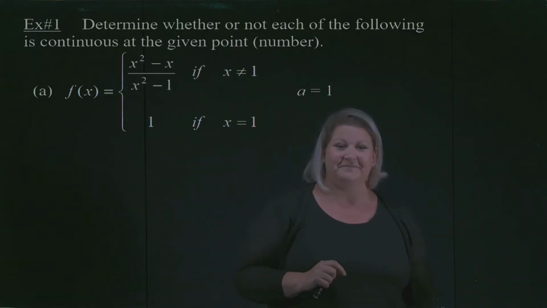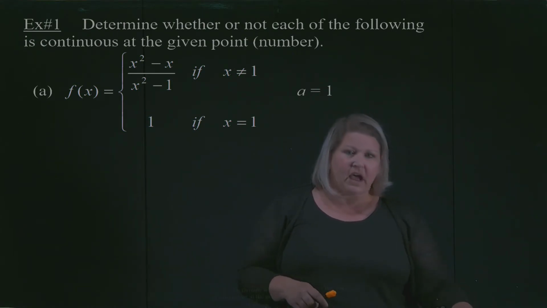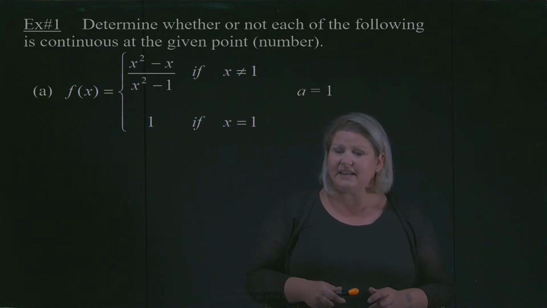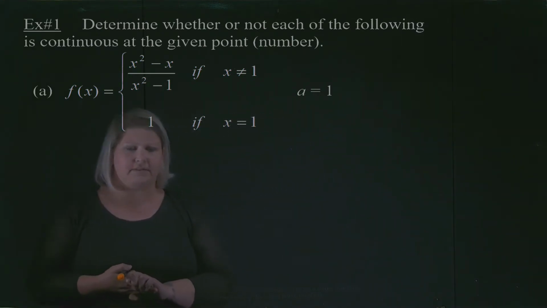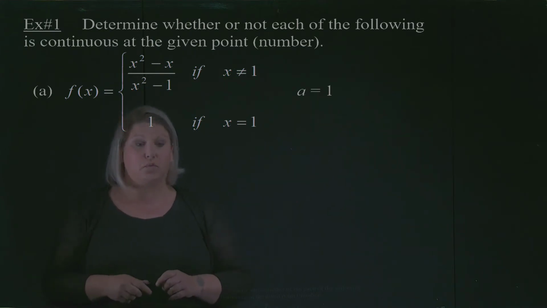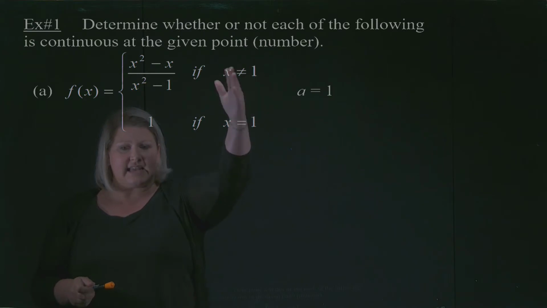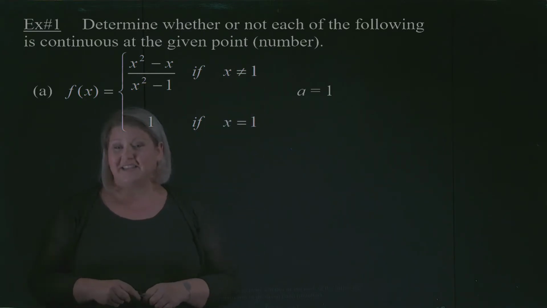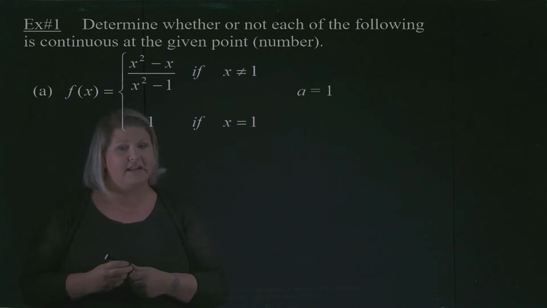Let's take a look at an example. It says determine whether or not each of the following is continuous at the given point. The number they're giving us is 1. For this piecewise function, we're really looking to see if it's going to be continuous at the handoff point. So let's see if it is.